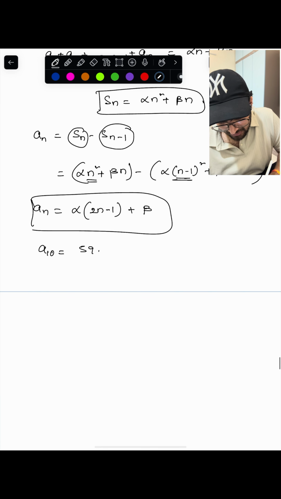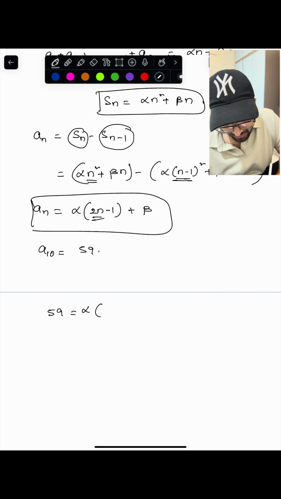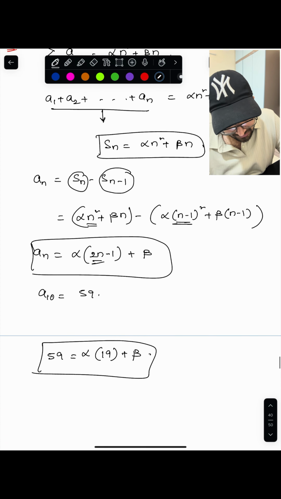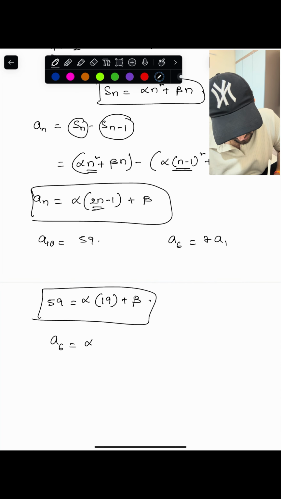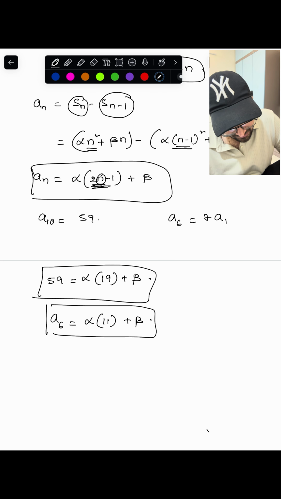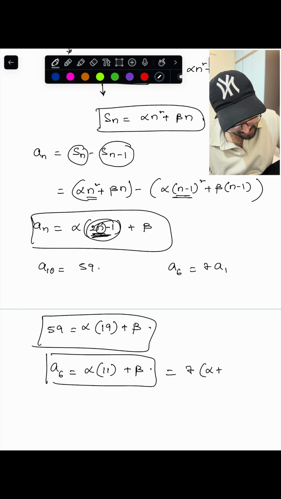A10 is 59. So 59 equals alpha into, if you keep n equals 10 here, 20 minus 1, 19, plus beta. So we got one relation. Again, A6 equals 7A1. A6 means alpha times, if you keep n equals 6, 12 minus 1, 11, plus beta. This is A6. This is 7 times A1. A1 means you keep n equals 1, that means 7 times alpha plus beta.